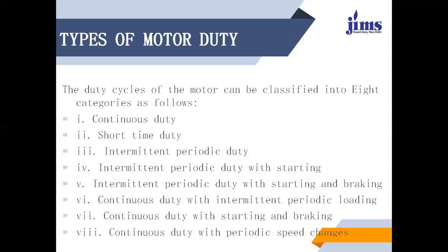Types of motor duties. There are different types of motor duties available to operate, and there are around 8 categories, as follows, for the machine's operation. First is the continuous duty. Second is the short time duty. Third is the intermittent periodic duty. Fourth is the intermittent periodic duty with starting. Next is the intermittent periodic duty with starting and braking. Then continuous duty with intermittent periodic loading, continuous duty with starting and braking, and continuous duty with periodic speed changes.